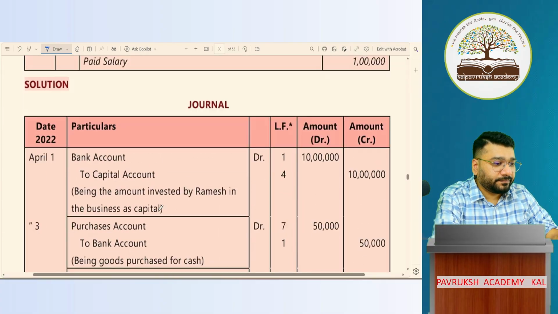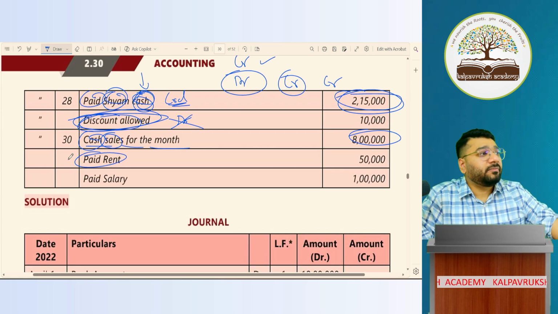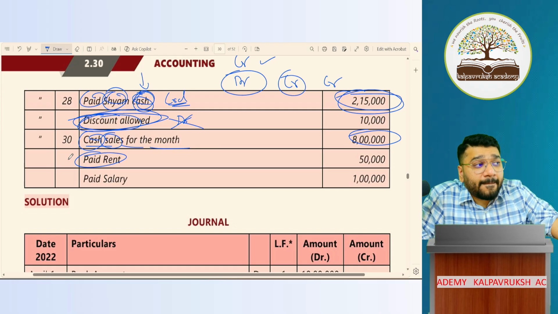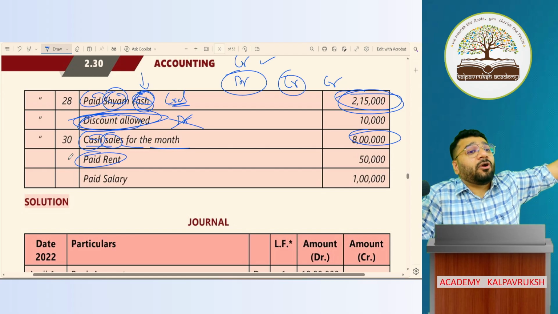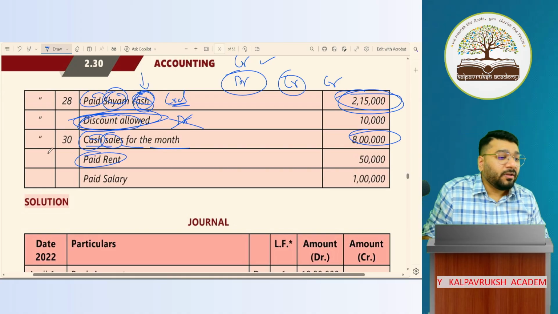Next. Paid rent. Yes. It's for the whole month. That is not how it happens. This is the mistake of ICAI in framing the language. So here, what should have been the proper language, you know?